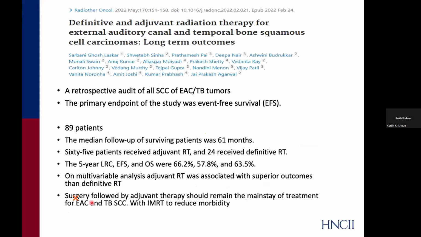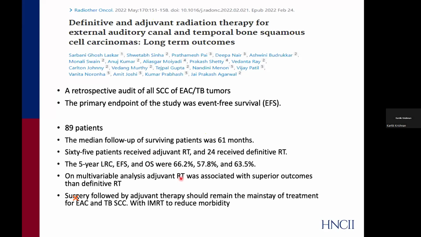Can definitive radiation also be considered if surgery is not possible? Yes. This is a study done by the Tata Group, Sarvani Ghosh et al. It's an audit of 89 patients who were treated with radiation. 65% of patients received adjuvant RT, while 24 patients received definitive RT.